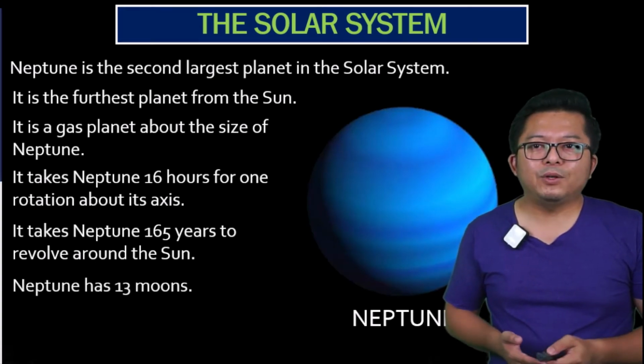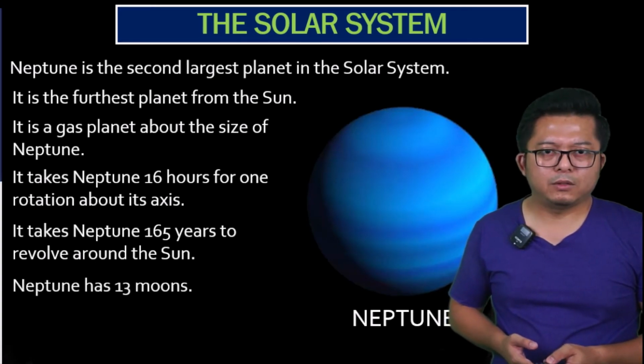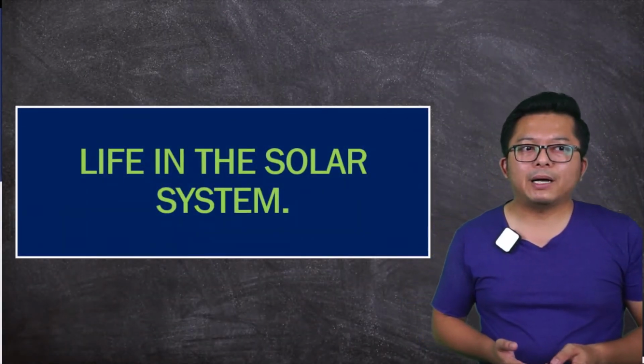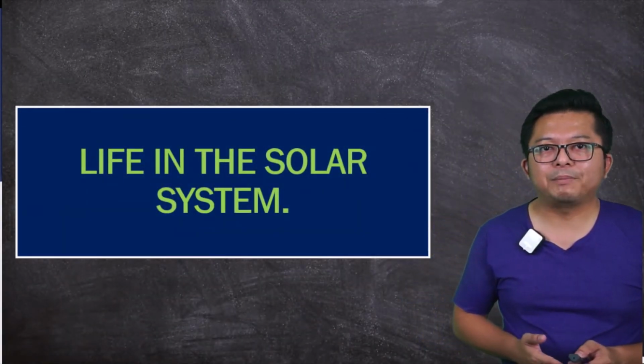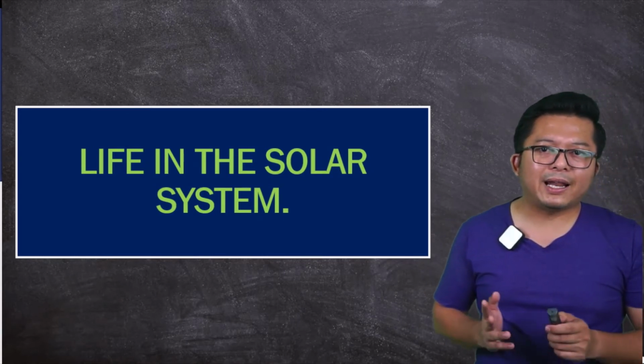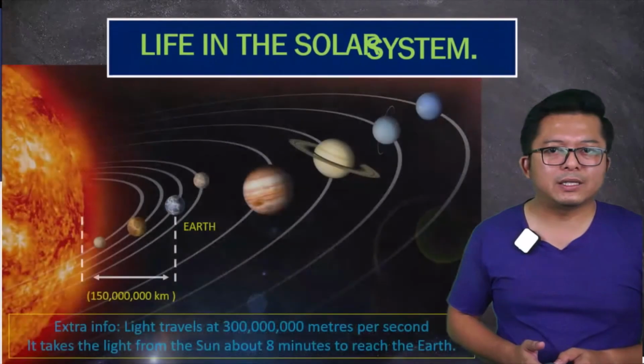So Neptune has 13 moons. Okay, now we have finished talking about some facts about planets in our solar system. Now let's take a look at life in the solar system.